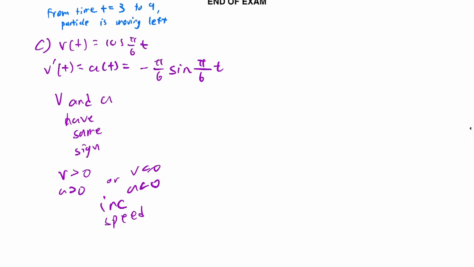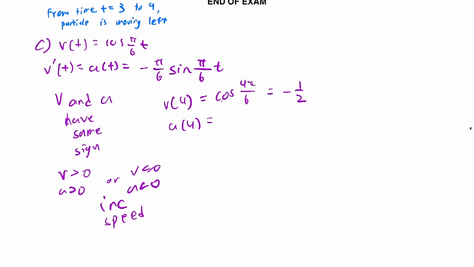So all we have to do is just find v of 4 and a of 4, and see, okay, are they both positive? Are they both negative? What's going on here? So v of 4 is equal to cosine of 4 pi over 6, which is going to be cosine of 2 pi over 3, and that's negative 1 over 2.